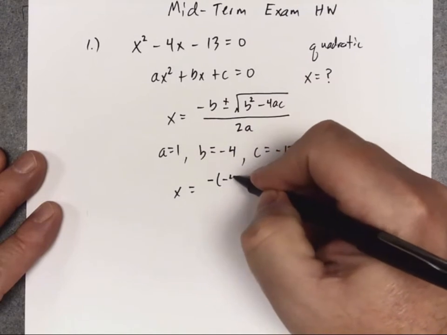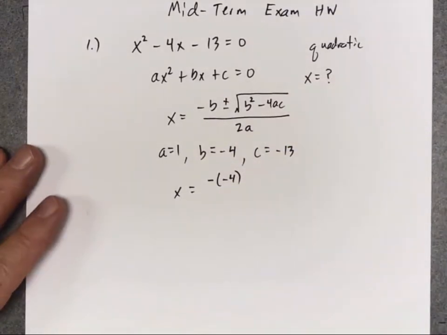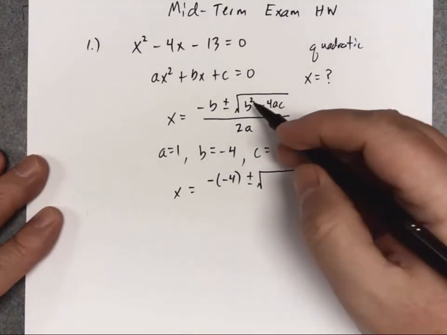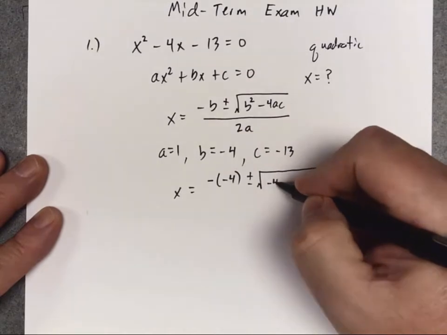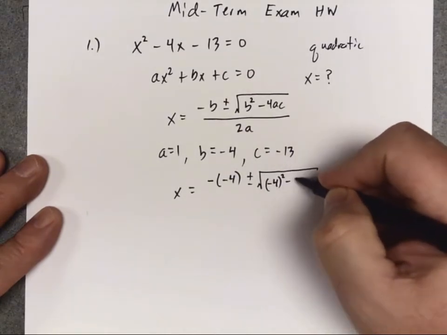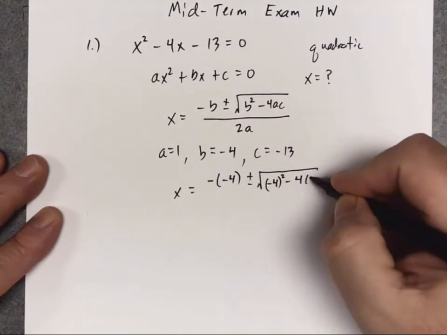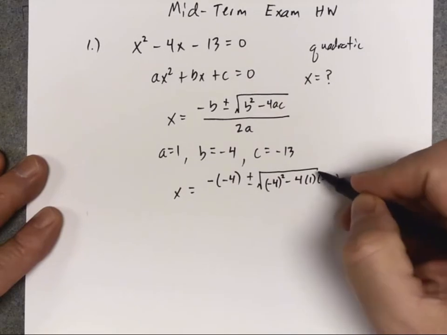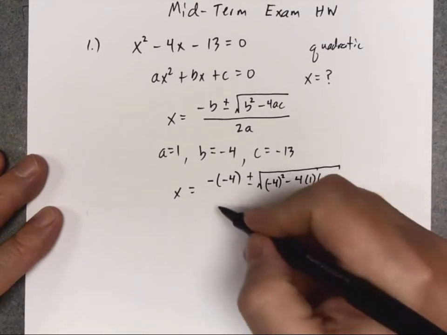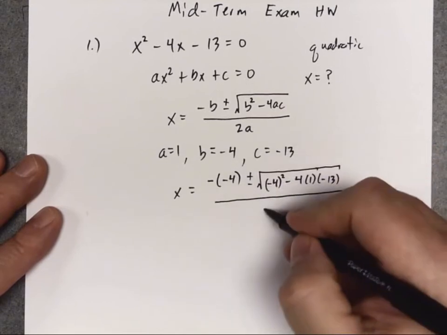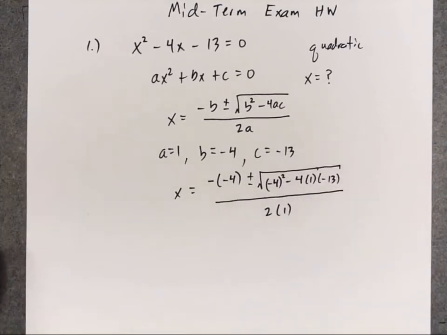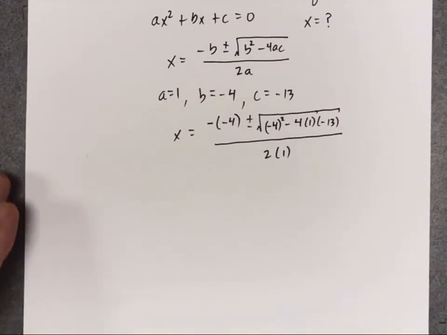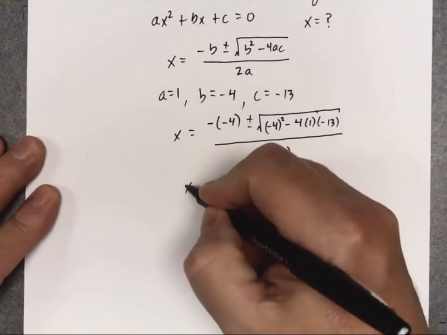So really, I have a negative negative 4, plus or minus b squared, so negative 4 squared, minus 4 times a, which is 1, times c, which is negative 13, and all this over 2 times a, or 2 times 1. So now it just becomes a problem of doing this calculation. And we just have to be careful.